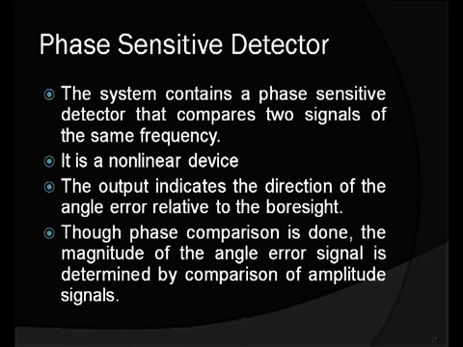Let us see what this phase sensitive detector is, which is used in the case of the monopulse. This system contains a phase sensitive detector that compares two signals of the same frequency. So basically it is a non-linear device. The output indicates the direction of the angle error relative to the boresight. Though phase comparison is done, the magnitude of the angle error signal is determined by comparison of amplitude signals.